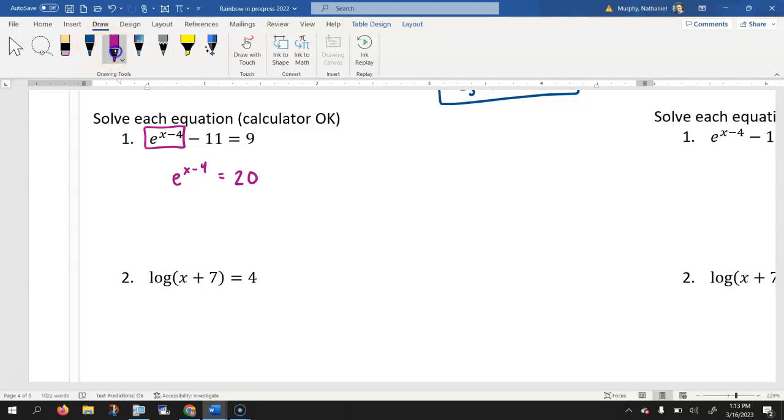So if I write this in logarithm form, which is what I'm going to do, I would have a log with a base e. Now remember, what's log base e the same as? Log base e is the same as natural log. And our value is 20 equals our exponent, which is x minus 4. So now we can take the natural log of 20 in your calculator. You get 2.9957. Now we would add 4 to both sides. We get 6.9957.